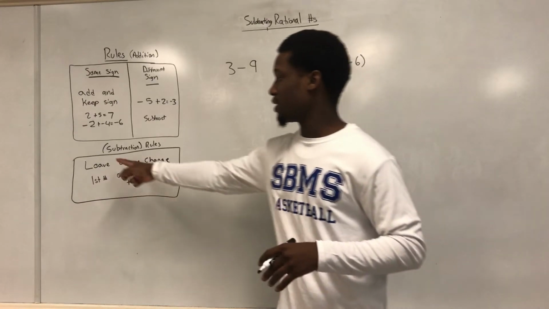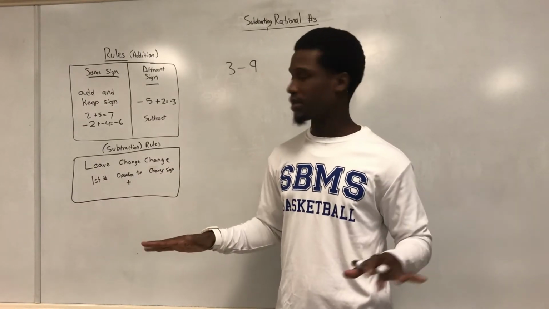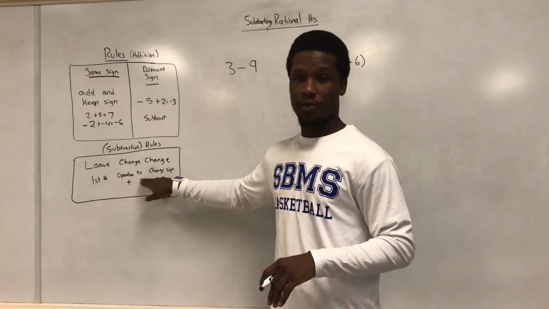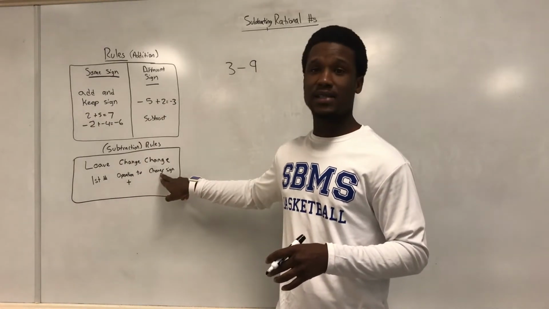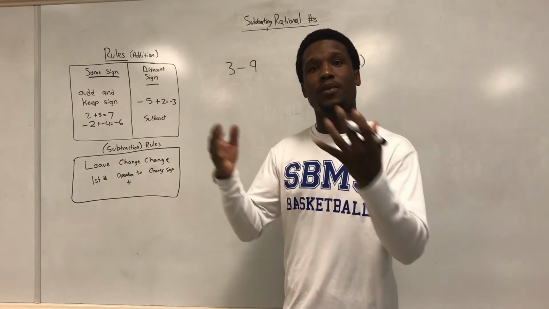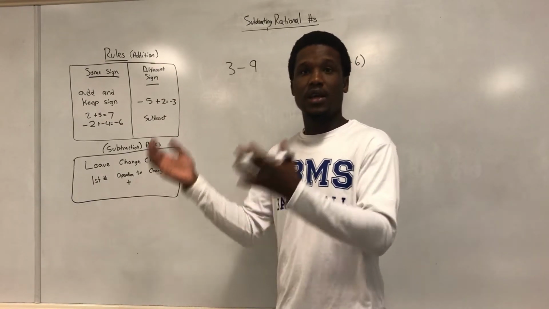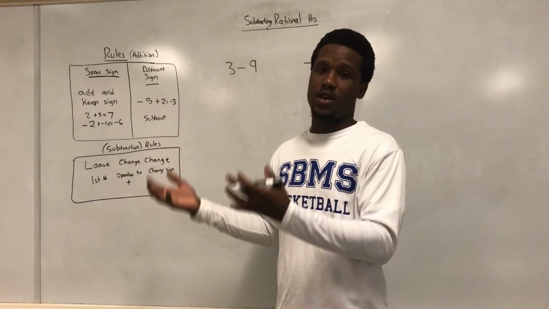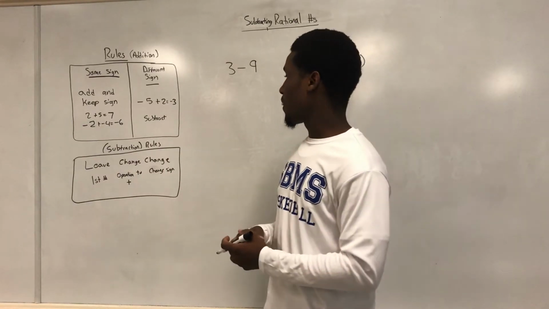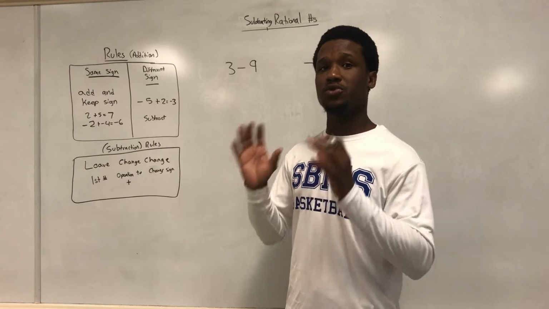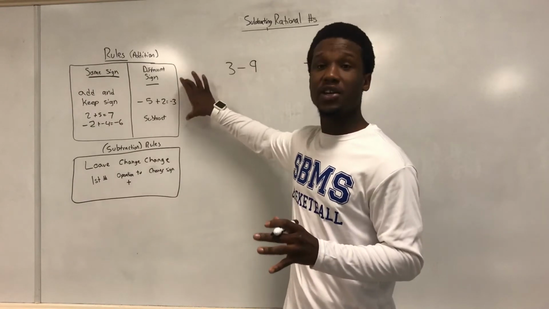That means I'm going to leave the first number just how it is. I'm going to change the operation sign from a subtraction to an addition. And then lastly, if the number is positive, I'm going to change that next number to negative. If the number is negative, I'm going to change that number to positive. So I'm going to change the sign of that second number. Okay? So remember, leave, change, change with subtraction in order to get addition signs.